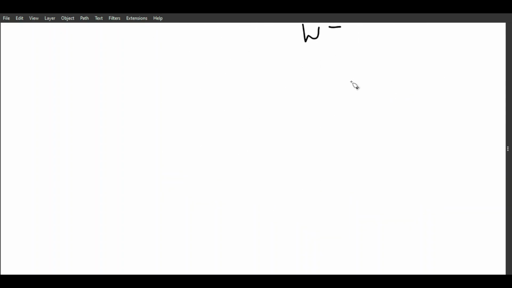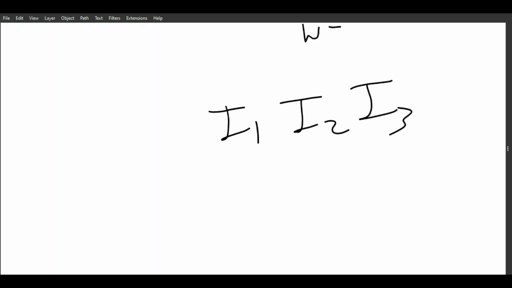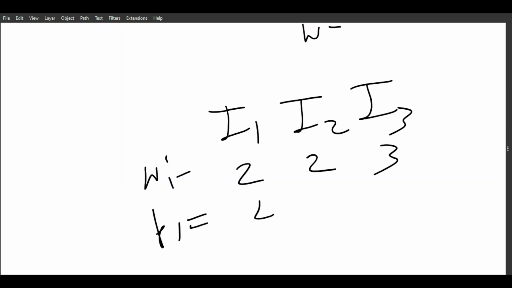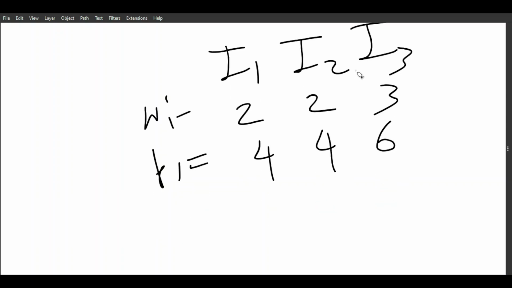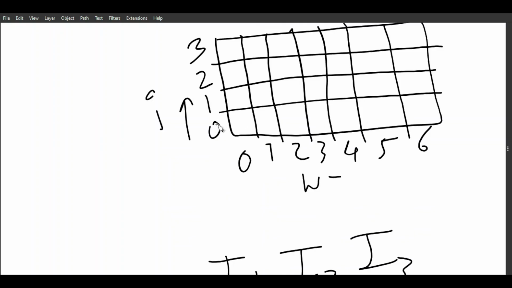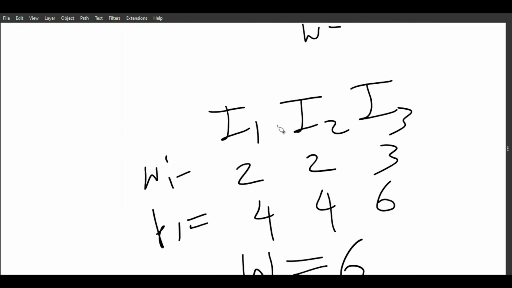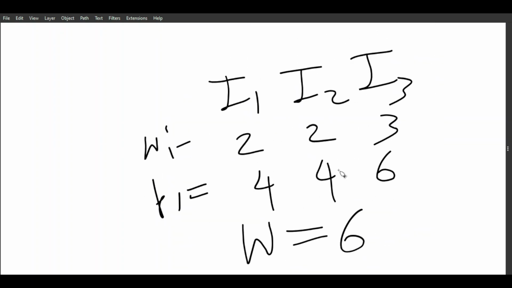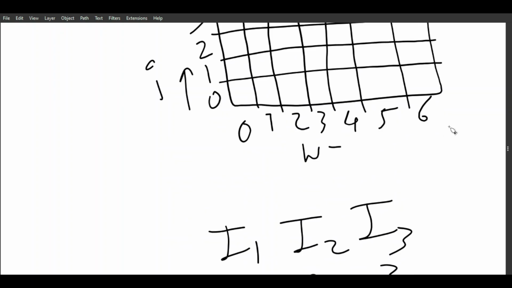So the problem that we are taking is this. We have 3 items, I1, I2, I3, having weights Wi 2, 2, 3, profits are 4, 4, 6. This is a different problem. Knapsack capacity is 6. So for 3 items, for I equal to 0 to 3 we make, and knapsack capacity is 6, so 0 to 6 we make.